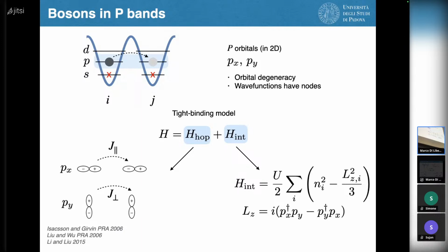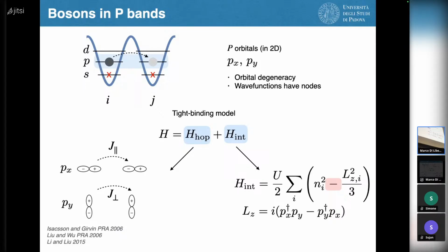But now, besides the density-density term, there is also an additional term that couples the two orbitals px and py. I would like to call attention to the minus sign in front. First, the term coupling px and py is the angular momentum operator. The fact that it comes as L squared with a minus in front tells you that if you want to minimize the interaction energy, because of the minus sign, you have to maximize the angular momentum. So the ground state of these atoms is a state in which particles rotate.